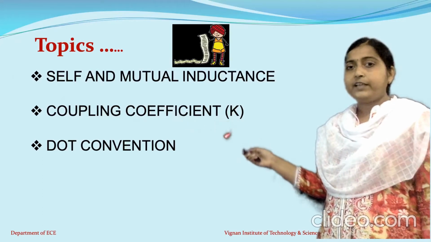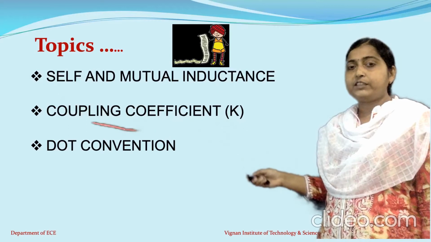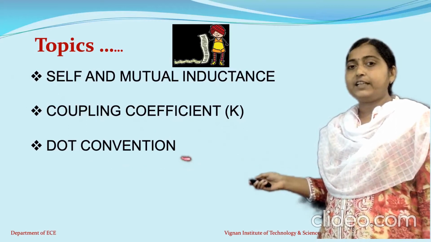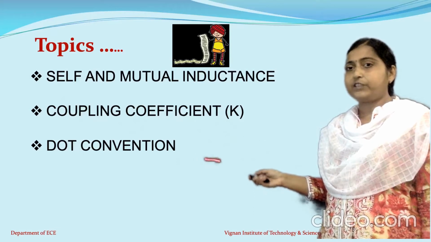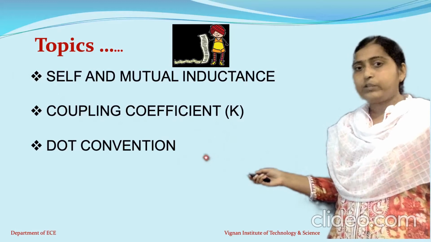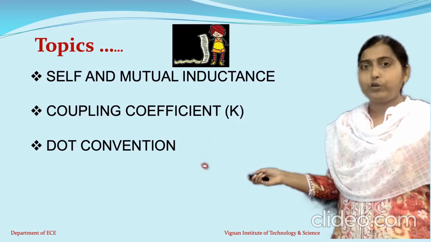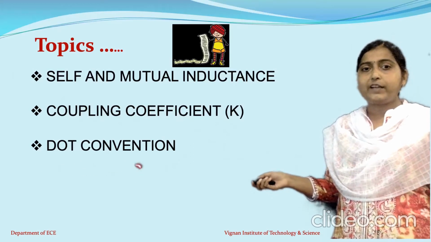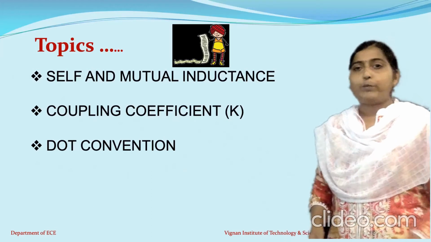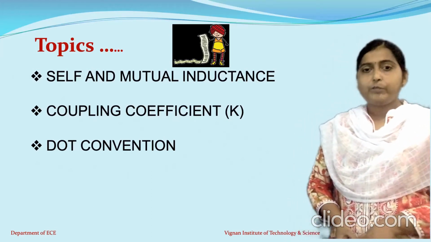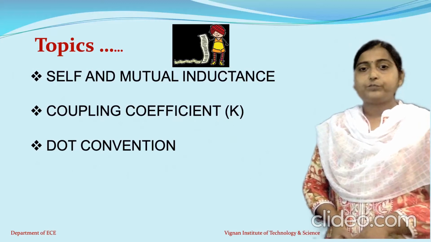Then coming to the third topic, which is dot convention. Dot convention basically deals with the analysis of the circuits based on how we represent the dots in the network: how the current will flow, whether the current is entering, whether the current is leaving. Based on that concept, we will be discussing the dot convention topic. So these are the topics which we are going to discuss with respect to magnetic circuits.